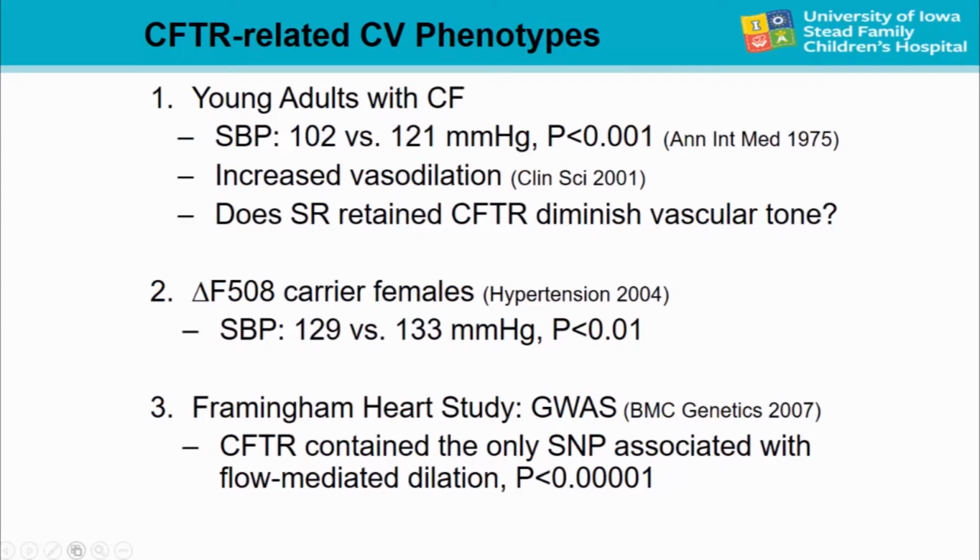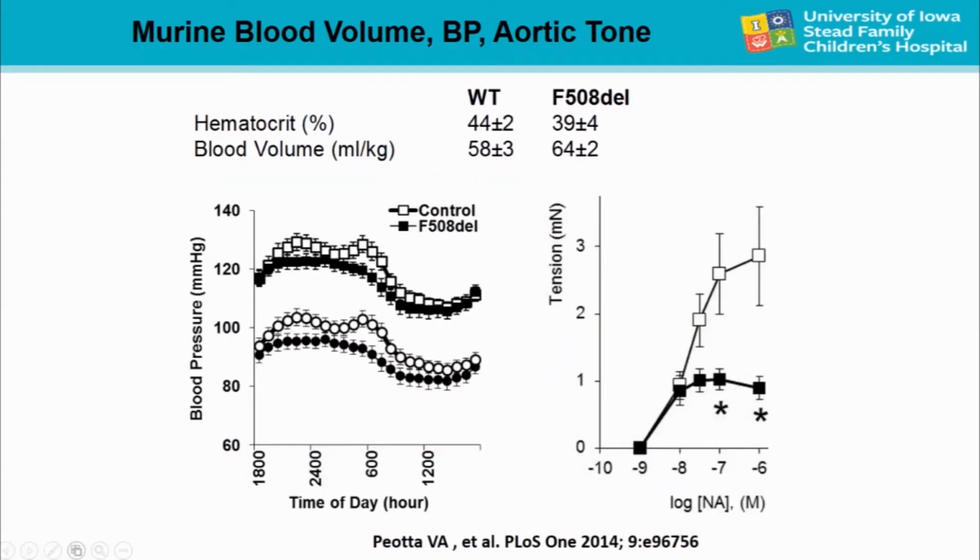So we wanted to figure this out. We started with the mice because the mice give us the best opportunity to do longitudinal blood pressure measurements. And it also opened the door to measure blood volume in carriers of the delta 508 mutation.